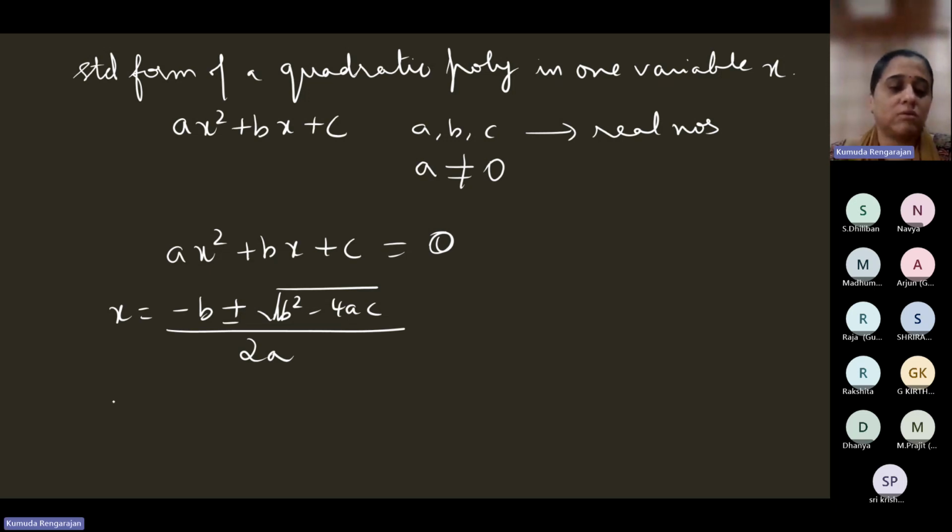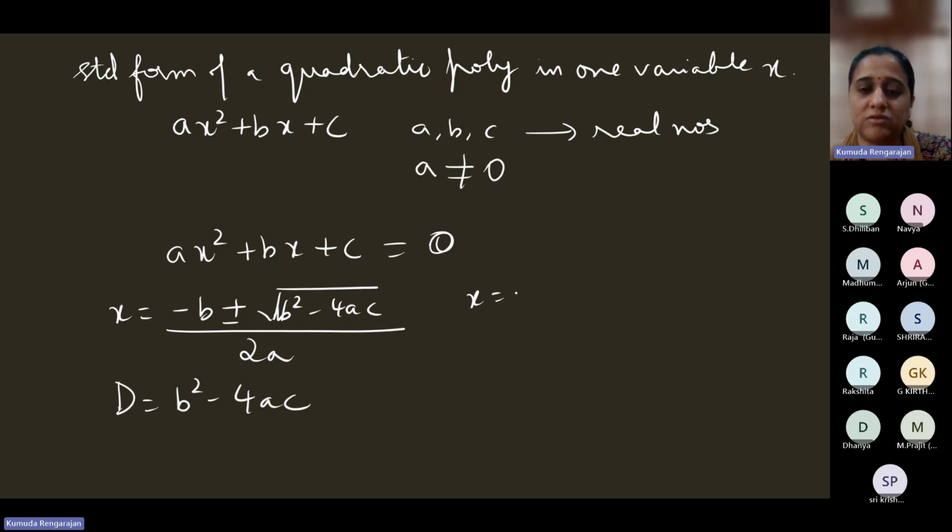Now, what is called the discriminant here? b square minus 4ac. B square minus 4ac or root b square minus 4ac? B square minus 4ac. Yes, Prajit, you're right. D is equal to b square minus 4ac, not root b square minus 4ac. So this can also be written as x is equal to minus b plus or minus root d by 2a.